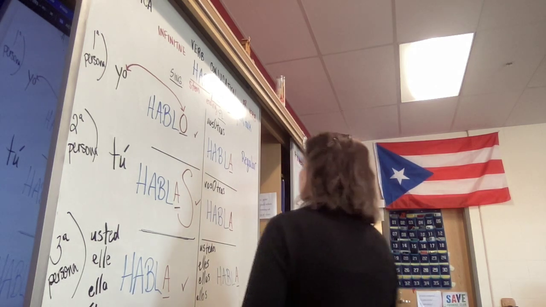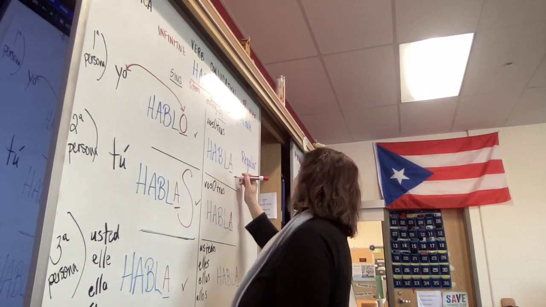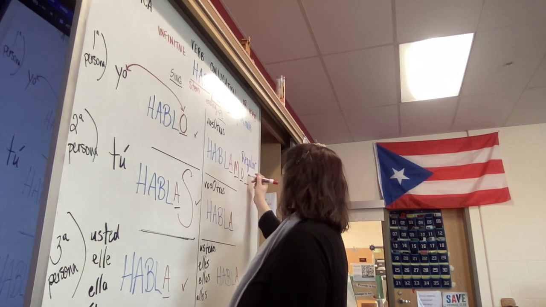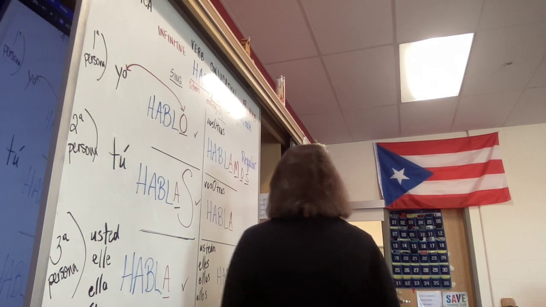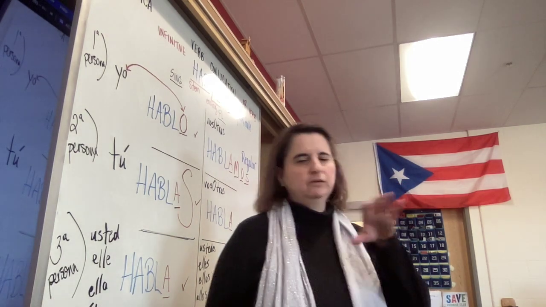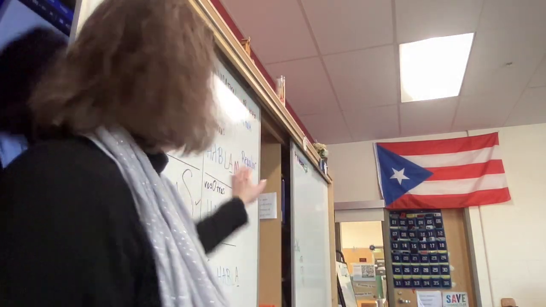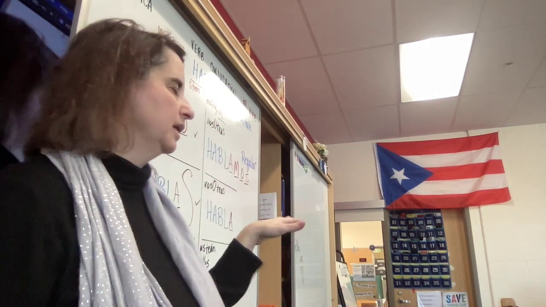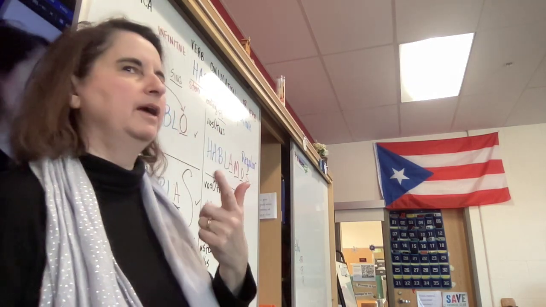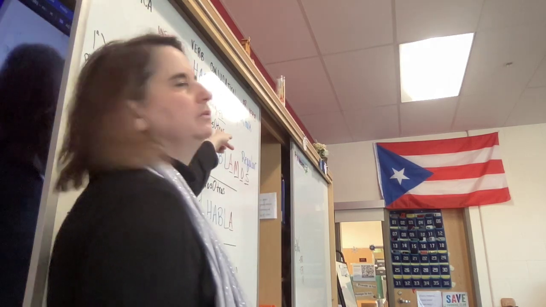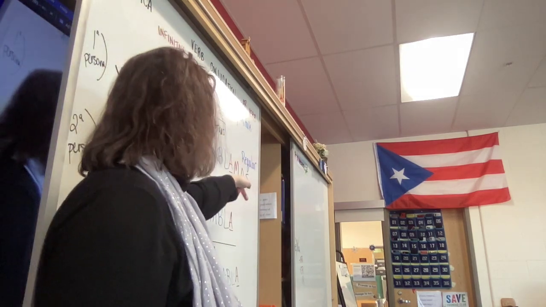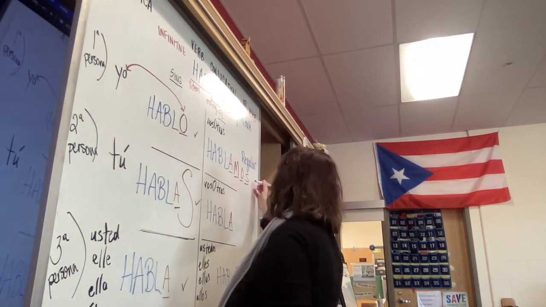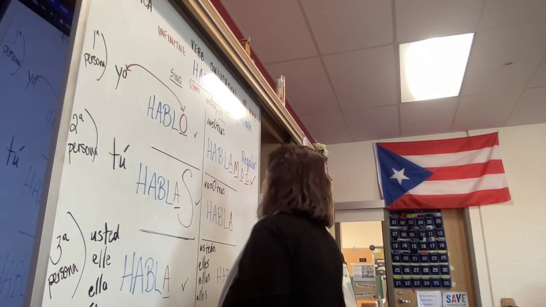Nosotros, of course, it's long. It's going to have a long ending. 3 letters. M-O-S. Any word that ever ends with M-O-S, I've mentioned before, it automatically is a verb, and it's automatically first person plural, we. Okay? Hablamos. Nosotras hablamos francés. We're done with that one.